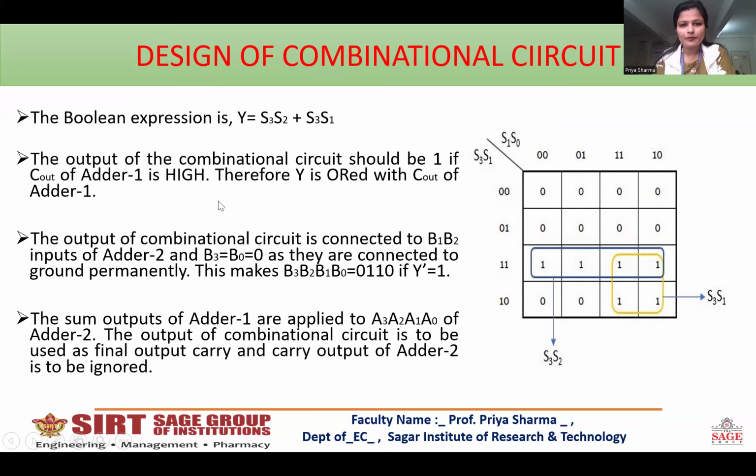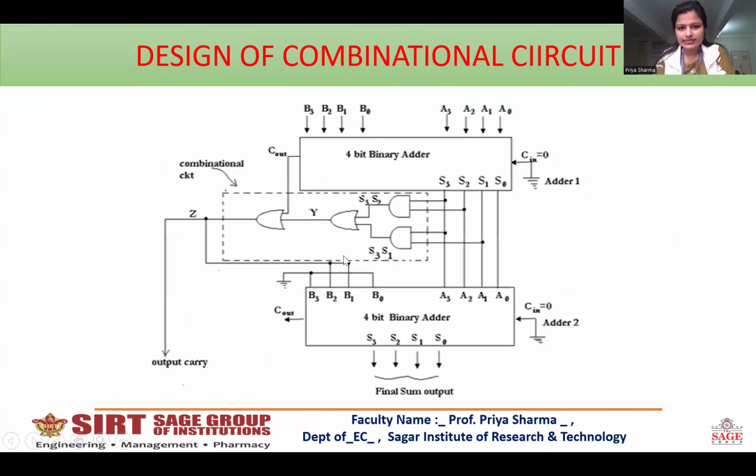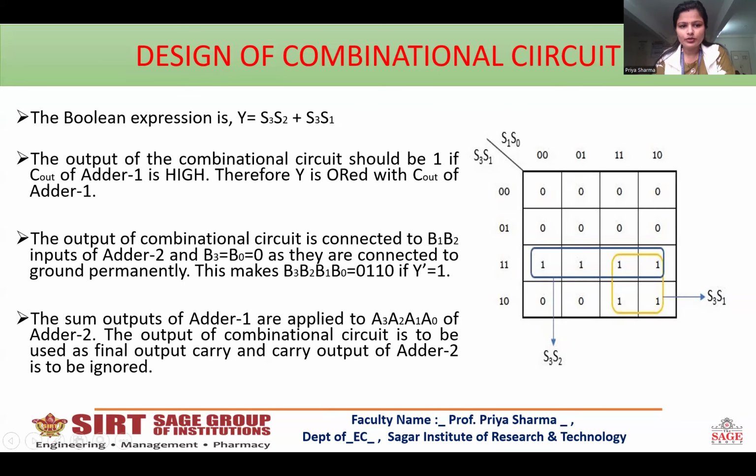The output of the combinational circuit should be 1 if the carry output of adder 1 is high. Therefore, the output y is ORed with the C out of adder 1. The output of the combinational circuit is connected to B1, B2. Here you can see the B1, B2 inputs of adder 2, and B3 and B0 are permanently connected to 0.